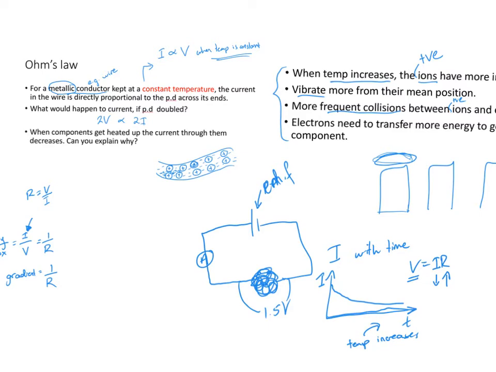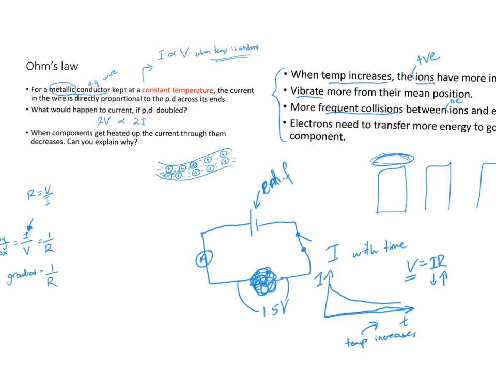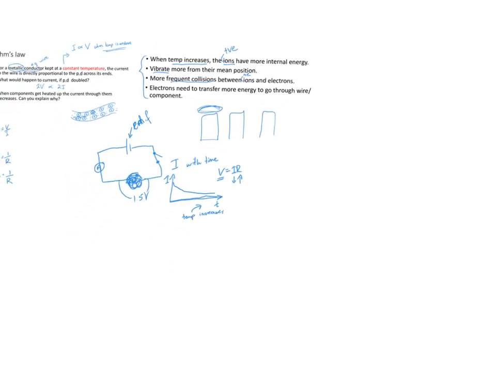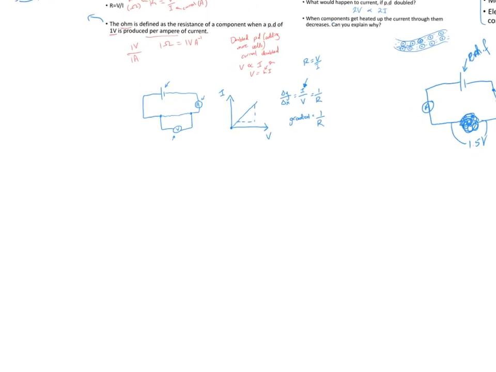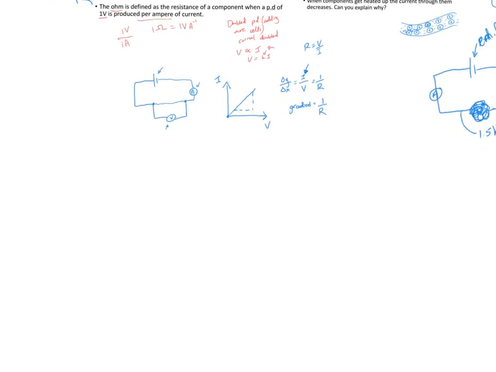That's why usually it's good to have a switch when you do experiments, and open the switch between readings to allow the wire to cool down back to room temperature, to make sure that the temperature is not taking effect in your experiment. So current and potential difference are not the only two things that can actually increase the resistance of a component or a wire. Especially for wires, there are other things.